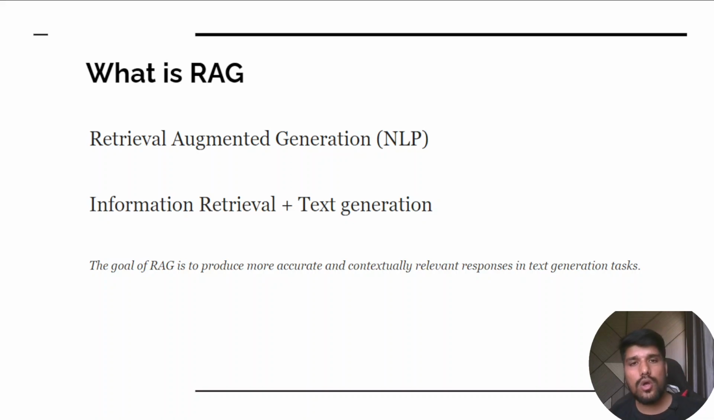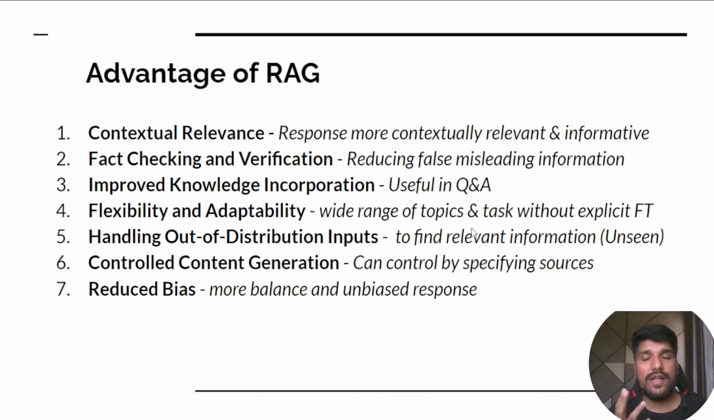Now what is the goal of RAG? The goal of RAG is to produce a more accurate and contextually relevant response in text generation. Whenever you ask any question, it should give a relevant response, only then is it useful. So to improve the accuracy of our LLM and the relevance of its answers, we use the technique called RAG. Now what are the advantages of RAG?